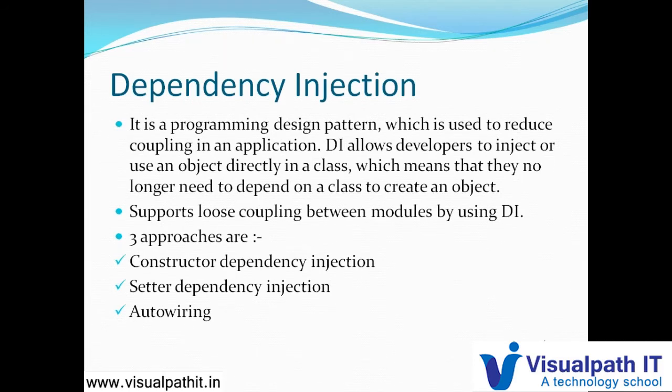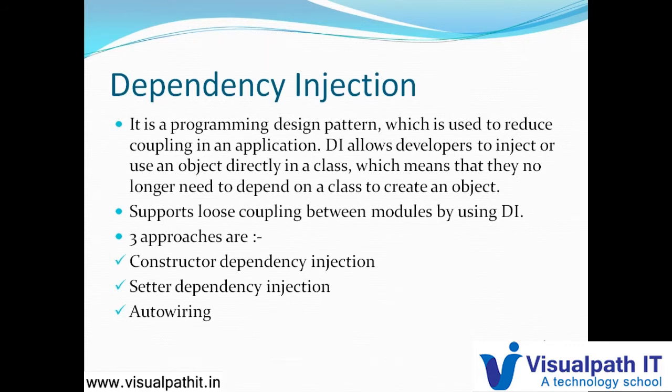Next is the dependency injection. Understanding of the dependency injection. Dependency injection is a design pattern. Like any other programming design pattern, it is used to reduce coupling in an application. Dependency injection also helps developers to inject, or put, objects directly into a class, so that the class no longer needs to be dependent on another class to create an object.